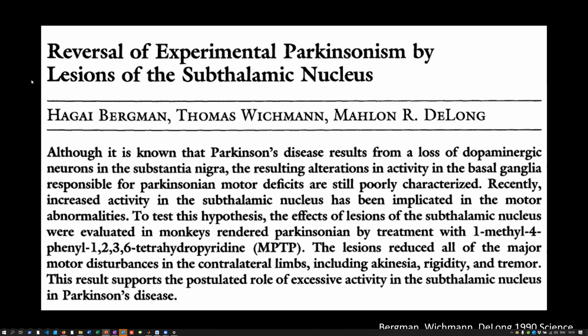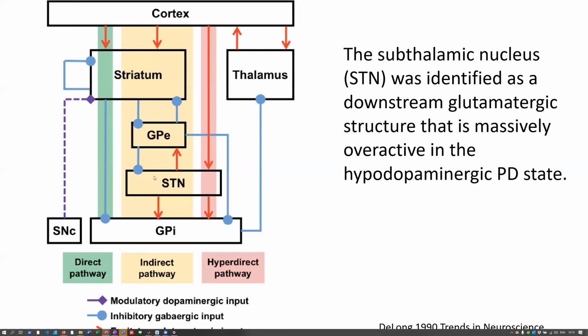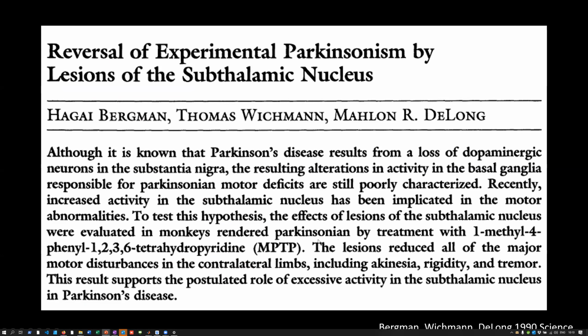And this is a landmark paper published in 1990 by Hagai Bergman in Science, where they showed that monkeys rendered Parkinsonian by treatment with MPTP could get as therapy lesioning of some of the subcortical nuclei, and this led to a loss of excessive activity in the subthalamic nucleus, which is this part here, STN, and could lead to an alleviation of the Parkinsonian symptoms.